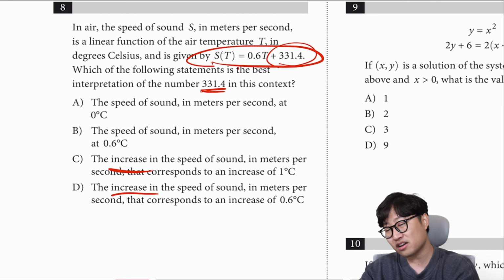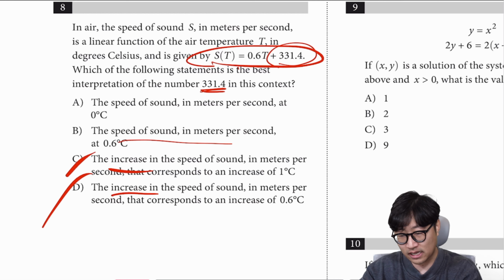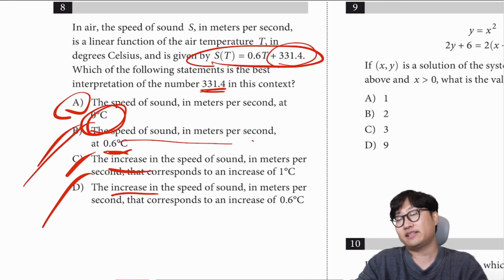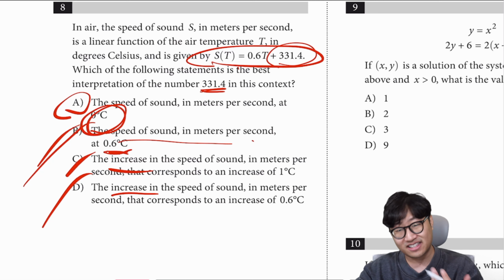Increase, that's talking something about slope, so that's out. Speed of the sound at 0.6, at 0 it is. It's called the y-intercept, aka the x should be 0. In this case, the t should be 0.